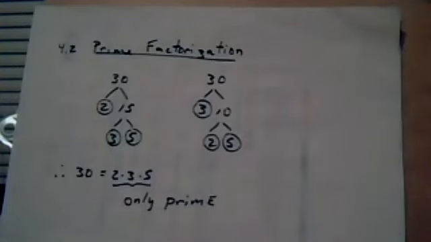Prime factorization is about breaking a number into a multiplication of prime numbers. Only prime numbers can be used in the multiplication. Notice we have 2 cases. Both of them are 30.